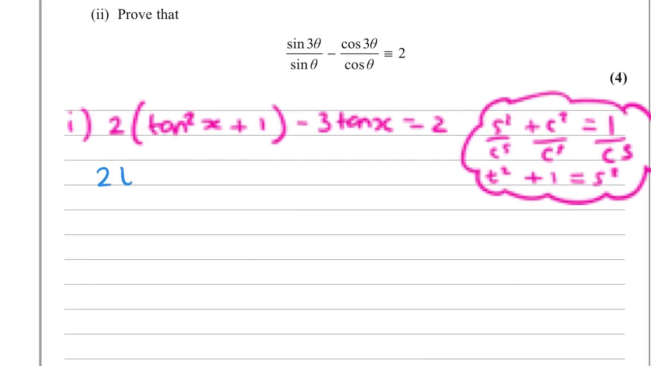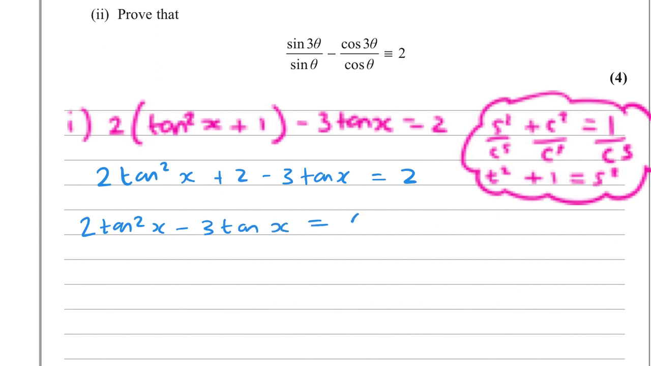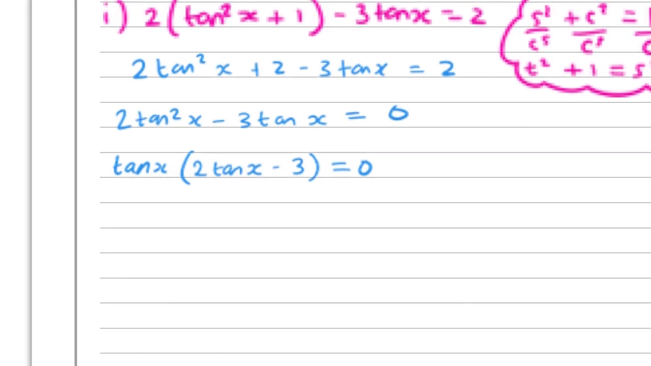So now I get 2 tan squared x plus 2 minus 3 tan x equals 2. So I'm going to have 2 tan squared x minus 3 tan of x, and then plus 2 minus 2. This is going to equal 0. So I can actually factorize out tan of x. So I'm going to get tan x times (2 tan x minus 3) equals 0. Again, you could use substitution and say let tan x equal y to make it easier. So I know here that tan x equals 0 and that tan of x equals 3 over 2.